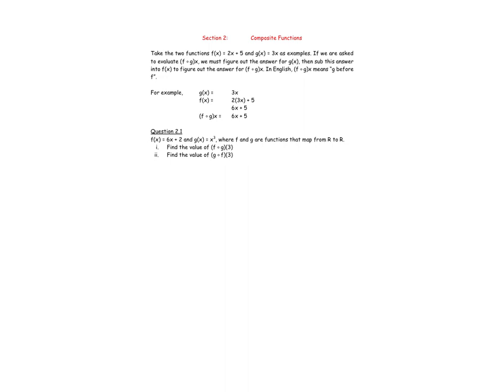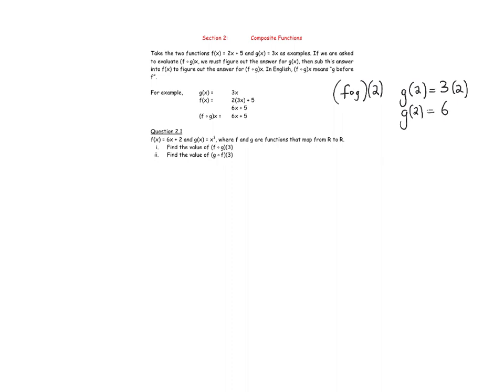Now, if we were asked to figure out f o g of 2, well, that means g before f. So we do g first. So we get g of 2. And we know that g is 3x. So it's 3 by 2. So then the answer for g of 2 is equal to 6.